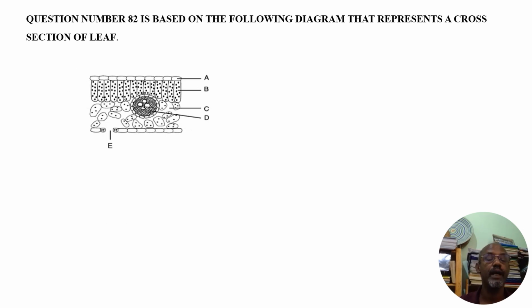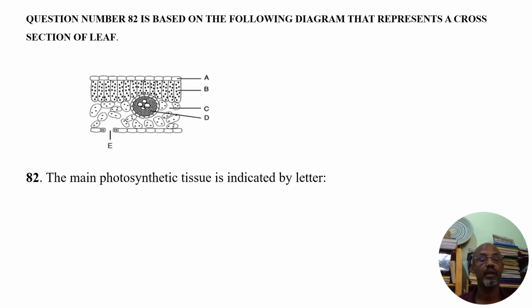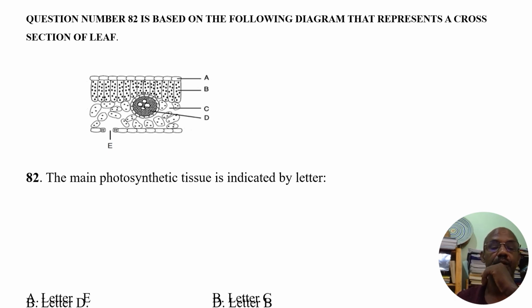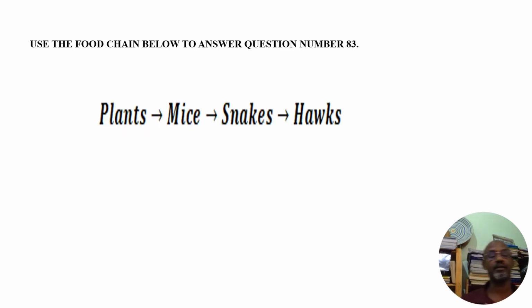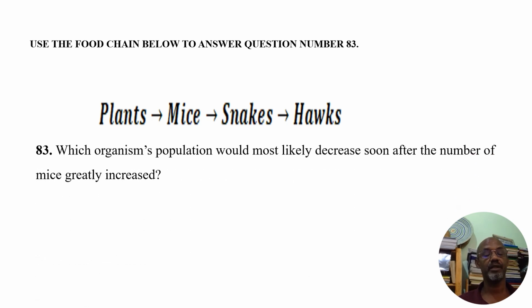Question number 82 is based on this diagram. The main photosynthetic tissue is indicated by letter, I think, letter P. The palisade, the most efficient cell for photosynthesis. This is a food chain, of course. The question is based on this.